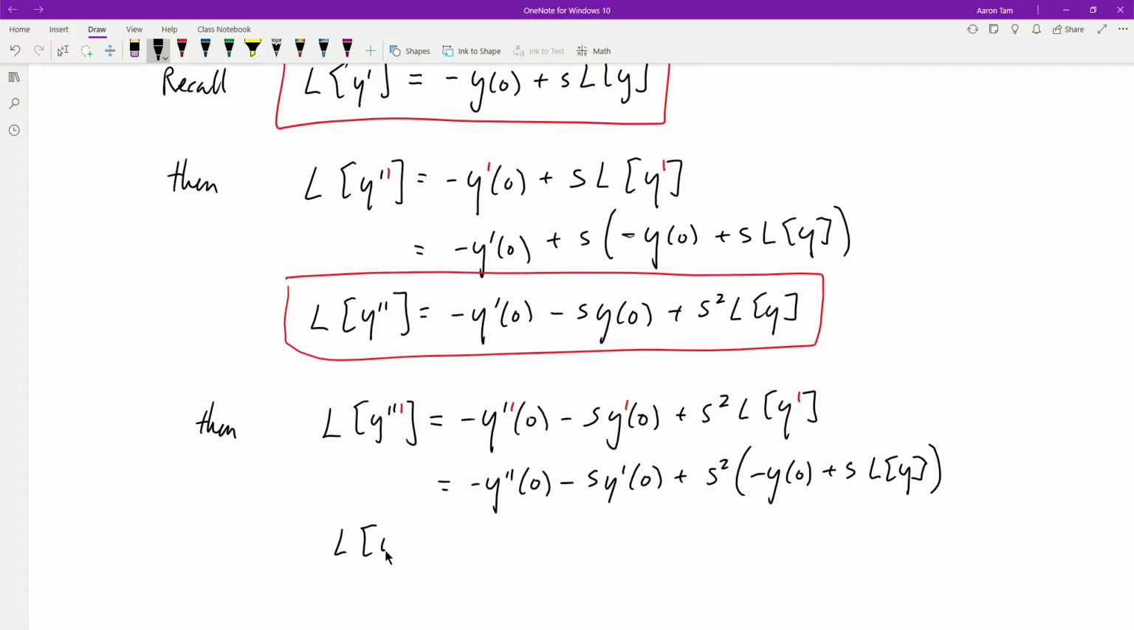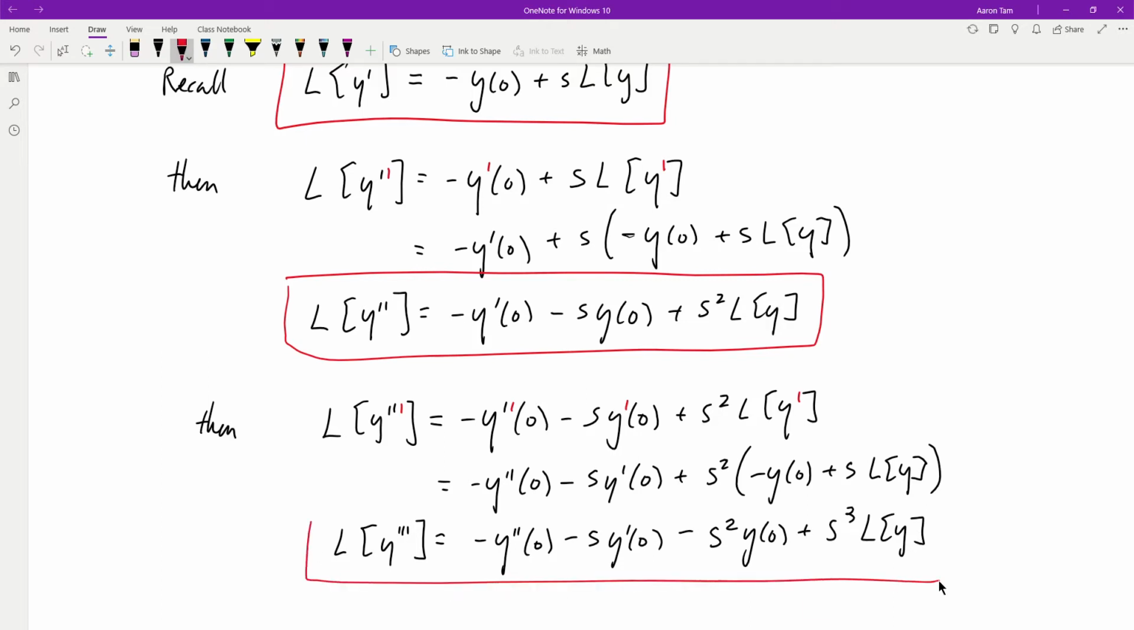And that will give us this formula. Oh, it's minus. And that becomes the formula for Laplace transform of y triple prime. Now, here comes the big question. Look at these three formulas. Can you see a pattern that will allow you to write out the formula for y quadruple prime?